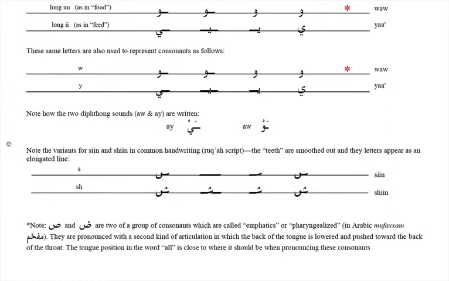The waw is another non-connector, so we can add it to the list of alif, dal, dhal, ra, za, and waw. These are non-connectors. They don't connect to the following sound. And wa, the waw, is one of the most common letters you'll see because this is the word for and, wa. In Arabic, it's simply waw, fatha, one single letter, and it's used at the beginning of almost every single sentence.